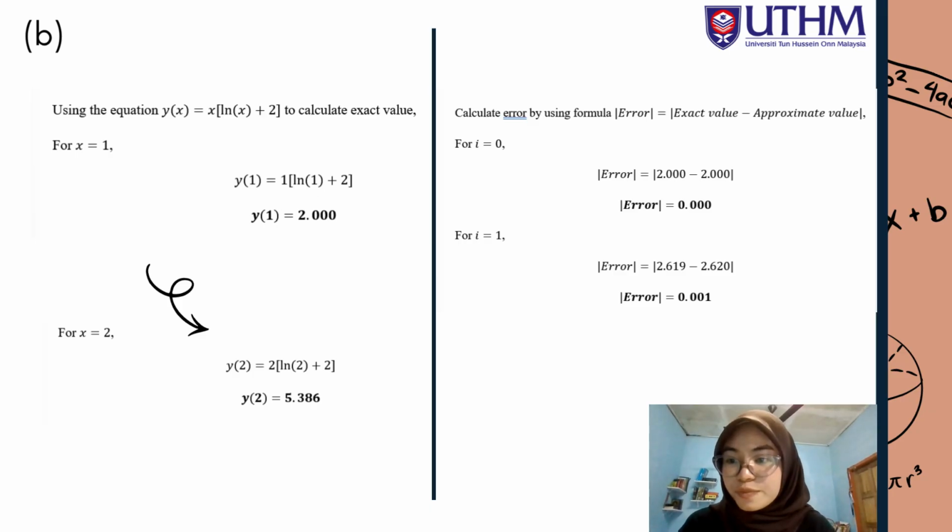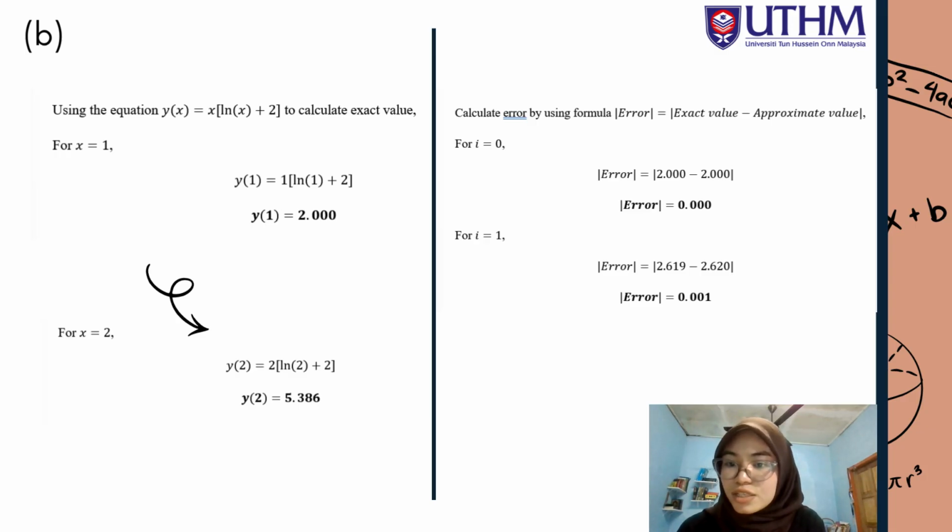Next, for part B, we must calculate the exact value by using the equation y(x) = x(ln x + 2) from the IVP of the homogeneous equation at part A1 Roman. So for x = 1, we can substitute the value of x into the equation to get the value of y. So we can continue our calculation for the other values of x.